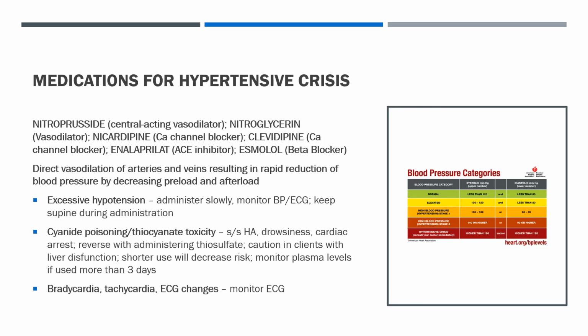Hypertensive crisis. This is that severe hypertension that I was talking about. Hypertensive crisis means it's an emergency. So examples here are going to be nitroprusside, nitroglycerin, nicardipine, clevidipine, enalaprilat, and esmolol. These are all different classifications, but they directly cause vasodilation to the arteries and veins rapidly. So if they have such severe hypertension, then we need to rapidly decrease it before problems happen.